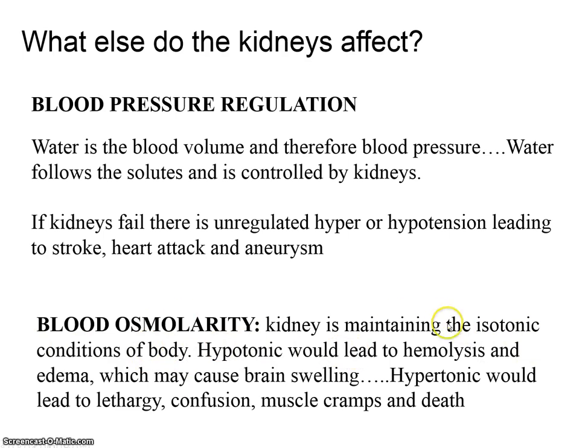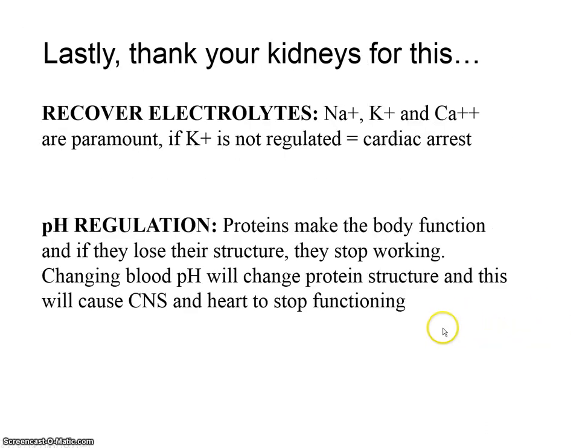Hypotonic conditions would lead to hemolysis, right? If you had this low concentration, then fluid enters the blood cells and they rupture. And this would lead to edema, which may cause brain swelling, which could lead to your death, obviously. So hypotonic, not good. Low concentration is not good. High concentrations would lead to lethargy, confusion, muscle cramps, and death. So again, you're damned if you do and you're damned if you don't. You have to maintain the constant concentrations. And don't confuse what happens in the countercurrent mechanism as a violation of this. It's not. Lastly, thank your kidneys for the recovery of electrolytes and pH regulation.